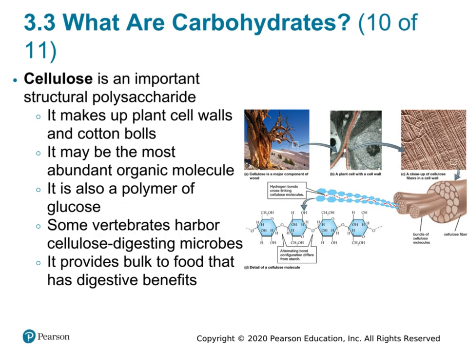We also have cellulose, and it's more of a structural polysaccharide. It's made up of many repeating units of glucose that help support plant cell walls, like in cotton balls. It actually is considered maybe the most abundant organic molecule, and it's just considered a polymer of glucose. That's what is meant by many repeating units of glucose making up cellulose. Now, there's some vertebrates that can digest cellulose, because they harbor cellulose digesting microbes. That's not us. We cannot digest cellulose, so we actually digest it as fiber or bulk.